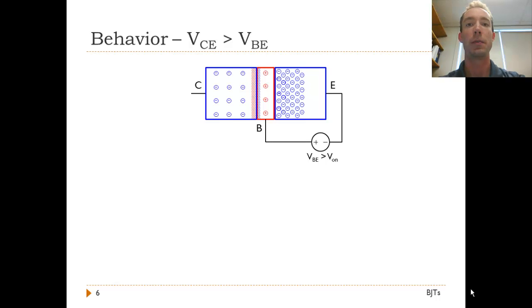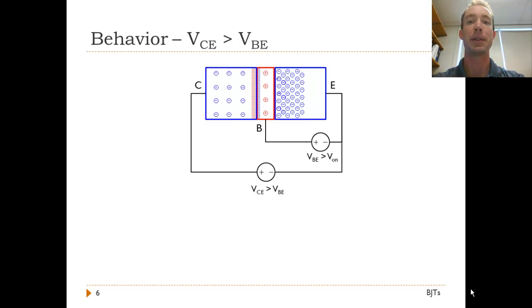This covers the two major options for the base emitter region. Assuming the base emitter region is forward biased, there are two potential cases of interest for the biasing between the collector and emitter terminals. The first is when the potential across the collector emitter is larger than the potential across the base emitter. In other words, the collector is at a higher voltage than the base.